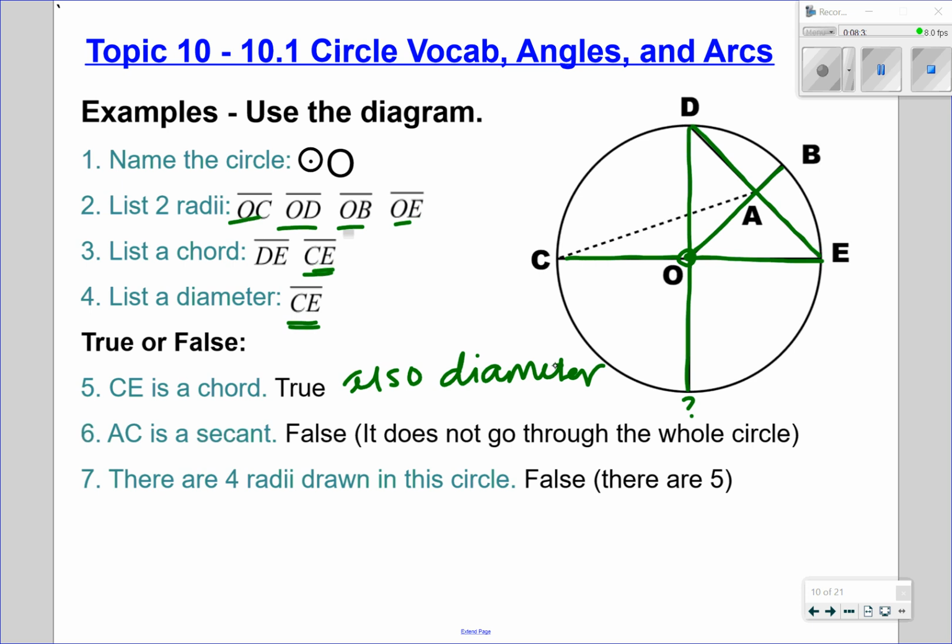Number 7, there are 4 radii drawn on the circle. That is also false because we might have 1, 2, 3, and 4. We also have this guy. Notice I marked them all congruent. That is true. All radii are congruent. This would be the 5th radii right here. Even though it's not marked, we don't have this given point down here, it's still a radii.